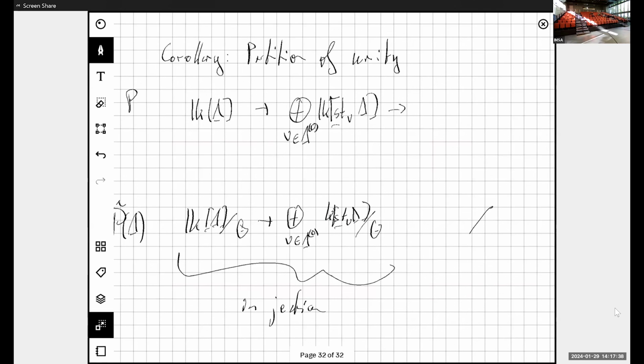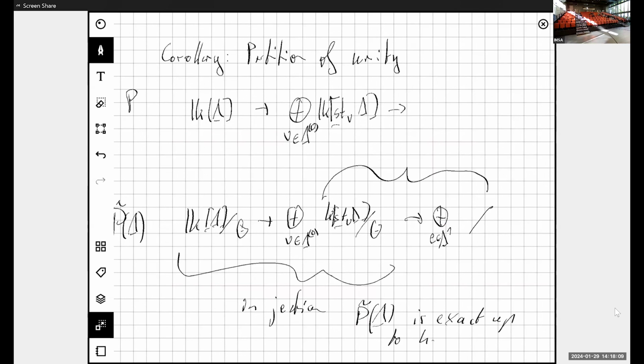In particular, more generally, actually, this complex that I have here, right? Next, I would go to the direct sum over the edges in delta 1. This complex here, well, what is it? Well, that's just exact, right? So the complex is exact up to the dimension of the homology of delta. So P tilde delta is exact up to the homology of delta.